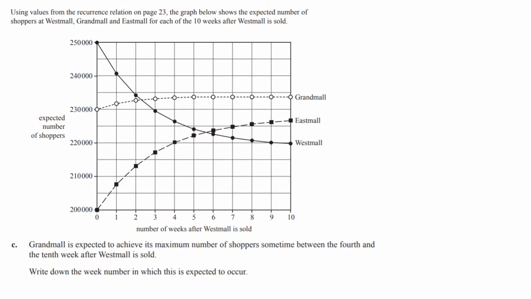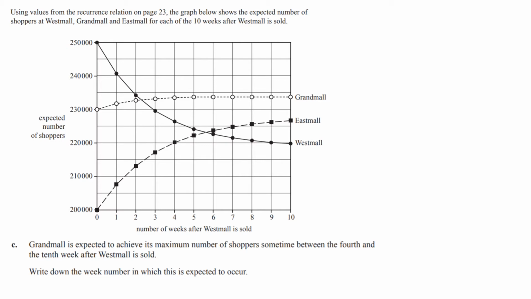All right, not a huge fan of this question because, if you're looking at the graph, you might be thinking, well, he gave me a graph, I can read this question off the graph, but you can't really because it says Grand Mall, which is this line. I'm going to draw over it because you'll see. It says is expected to achieve its maximum number of shoppers sometime between the 4th and 10th week. So somewhere between here and here, there's a peak. Nah, can't see it. And that's this rather silly question, and you have to go to quite extreme values here. But look, write down the week number in which this is expected to occur.